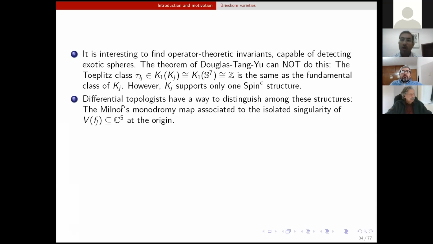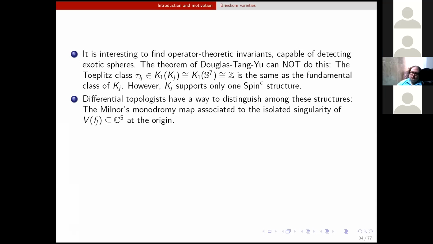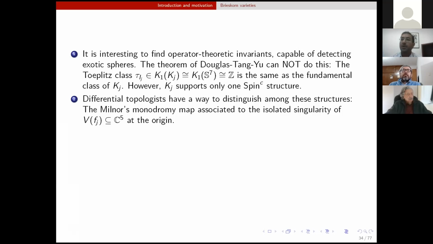And now I'm going to tell you about the first. Right. So differential topologists have a lot of ways to distinguish among exotic spheres. The most famous of them is called Milnor's monodromy map in singularity theory. So I'm going to put 10 minutes into giving you an overview of this Milnor monodromy map in the usual classical differential topology. And then we try to construct an operator theory analog of that, with the hope of finding an operator theory way to distinguish among exotic spheres.